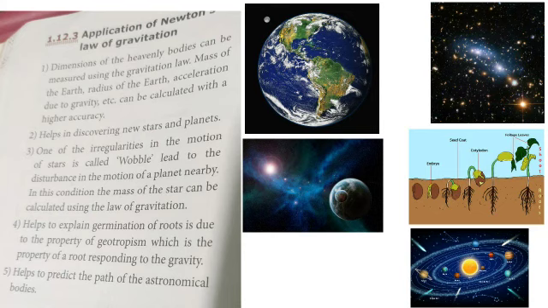The second one, it helps in discovering new stars and planets. One of the irregularities in the motion of stars is called wobble, which leads to disturbance in the motion of a nearby planet. In this condition, the mass of the star can be calculated using the law of gravitation. The fourth point is, it helps to explain germination of roots, because it's due to the property of geotropism, which is the property of a root responding to gravity. The last one helps to predict the path of the astronomical bodies. These are the applications of Newton's law of gravitation.